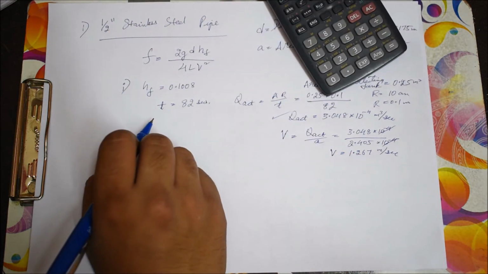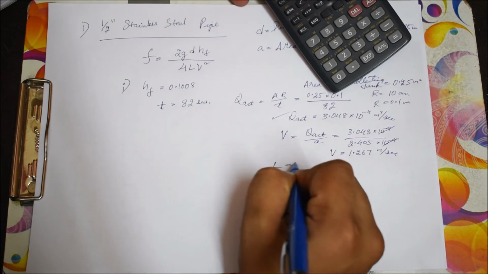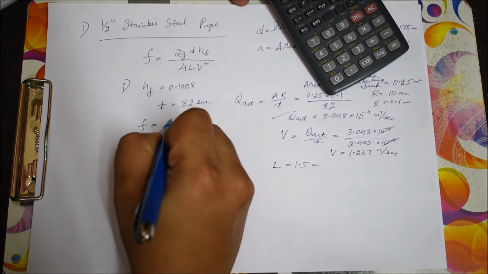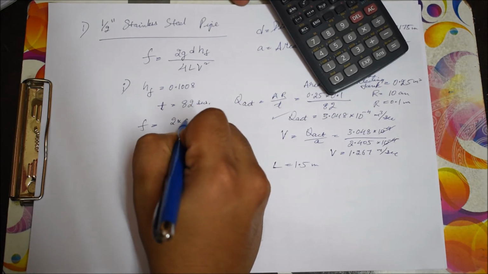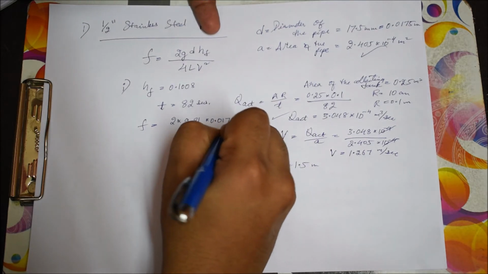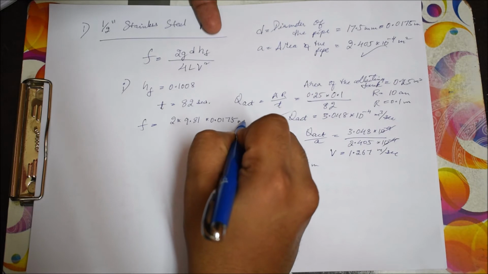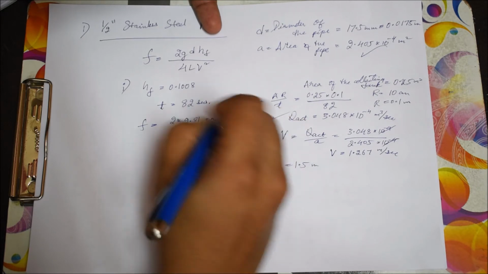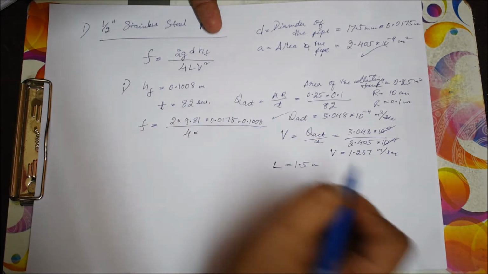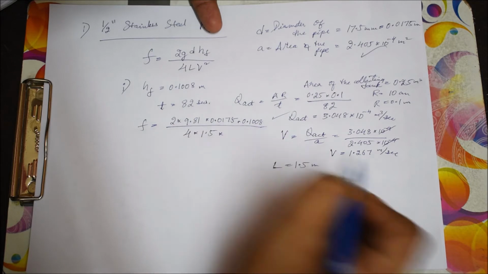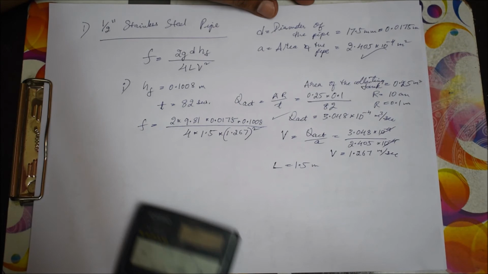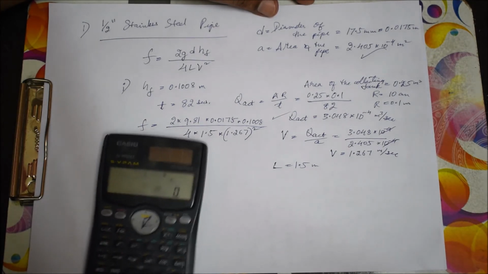So we know the length of the pipe is equal to 1.5 meters. So we can calculate friction factor here directly. 2 into g, which is 9.81, diameter is 0.0175 meters, HF is 0.1008 meters, whole thing divided by 4 into length, which is 1.5 meters, and velocity 1.267 whole square. So if we solve it, we will be getting the value for friction factor.